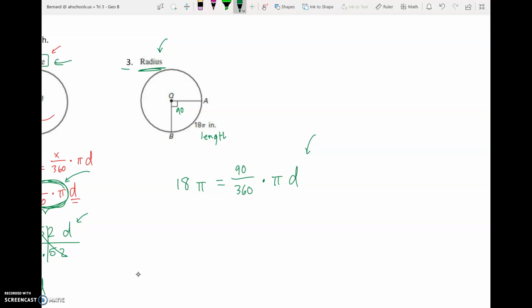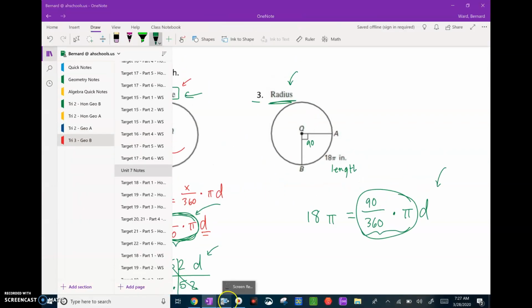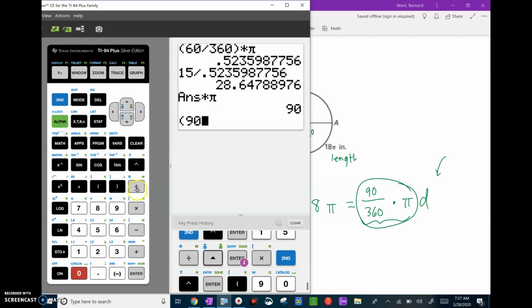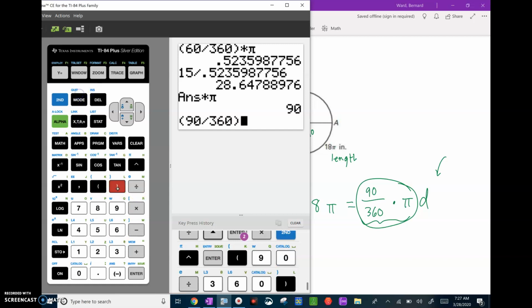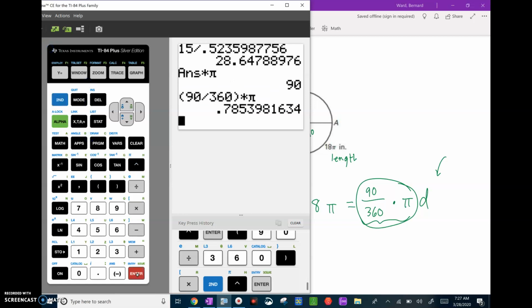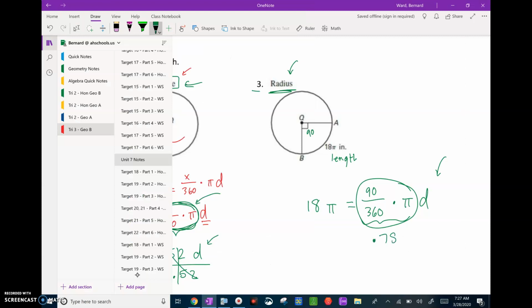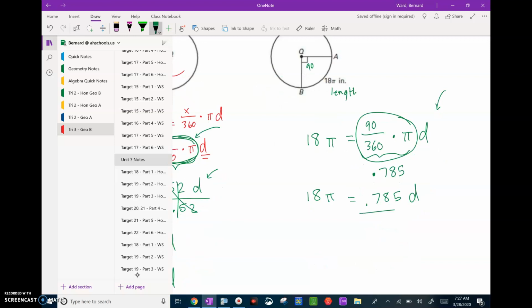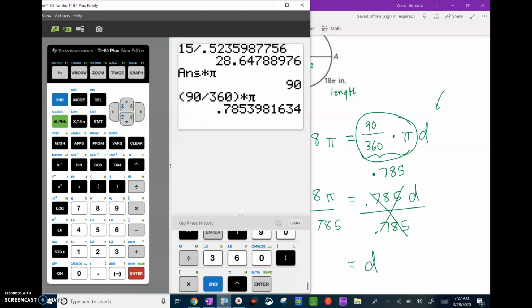And so let's figure out what this equals here, right? Everything in front of our diameter. And so we'll take our calculator and we'll type in 90 divided by 360, close your parentheses, times pi, and that equals 0.785. So we'll say 18 pi equals 0.785 times diameter. We'll divide both sides by 0.785. Cancel that out. So that'll give us our diameter. And we just want to type that into our calculator.